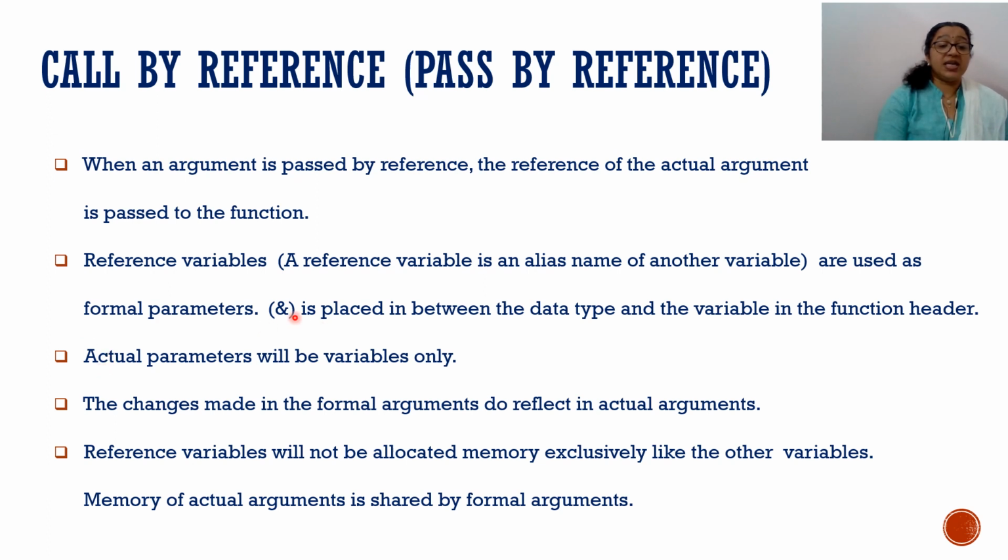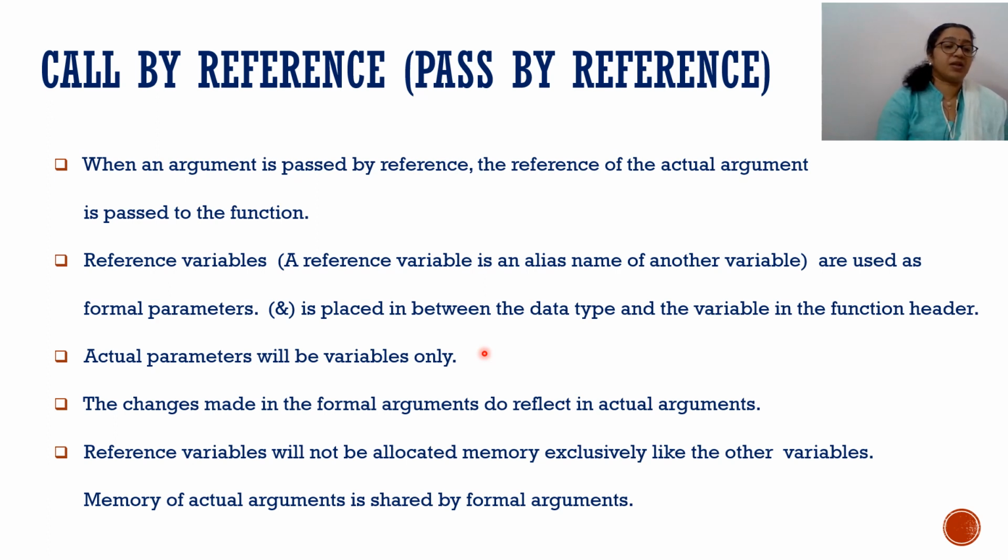Now the next point. When you are using the reference style, actual parameters will be variables only. We can't pass a constant, and we can't pass an expression. We can pass only variables. Understood? Because we are passing the address. If we pass a direct value, how will we get the address? That is wrong. So when you are passing the actual one, we need to pass variables.